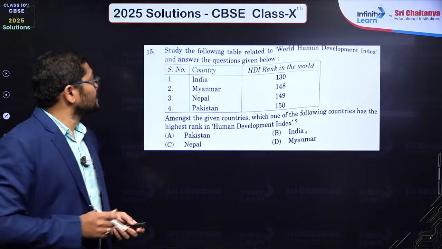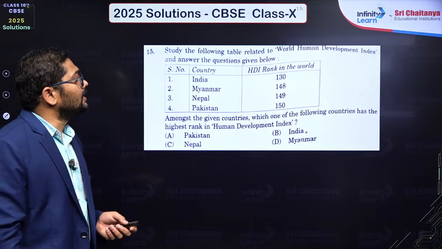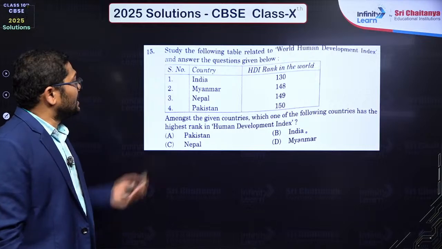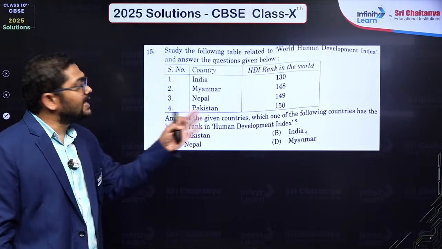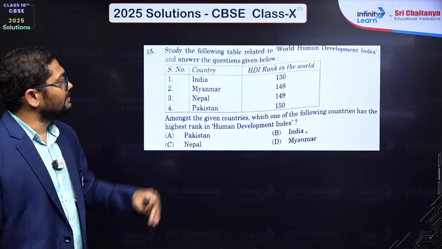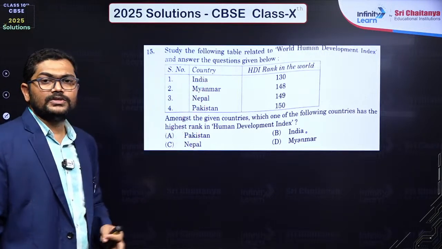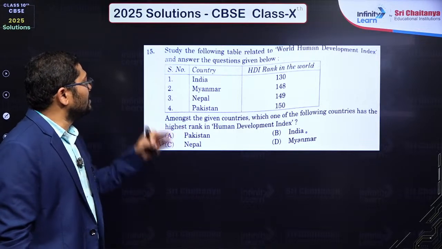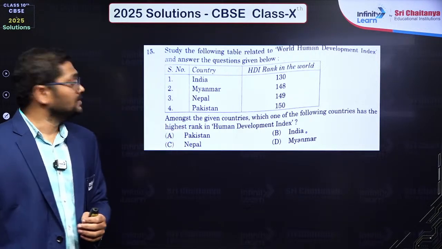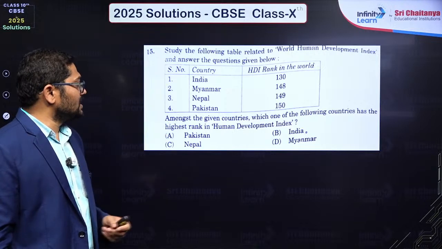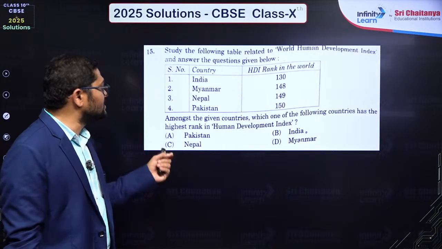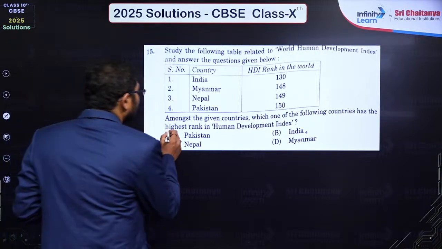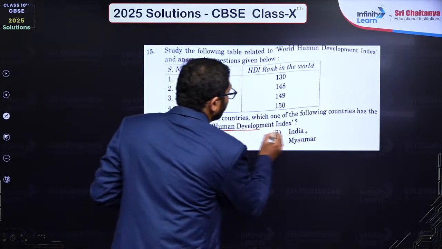Question number 15. Study the following table related to World Human Development Index and answer the questions given below. The countries are given and their respective HDI ranks are given. So Human Development Index ranks are given, even though the ranks are old, but yes, we are going to take the same data. For India, it is given 130, Myanmar 148, then Nepal 149 and Pakistan 150. Amongst the given countries, which one of the following countries has the highest rank in the Human Development Index? So we need to find out what? The highest rank in the Human Development Index.